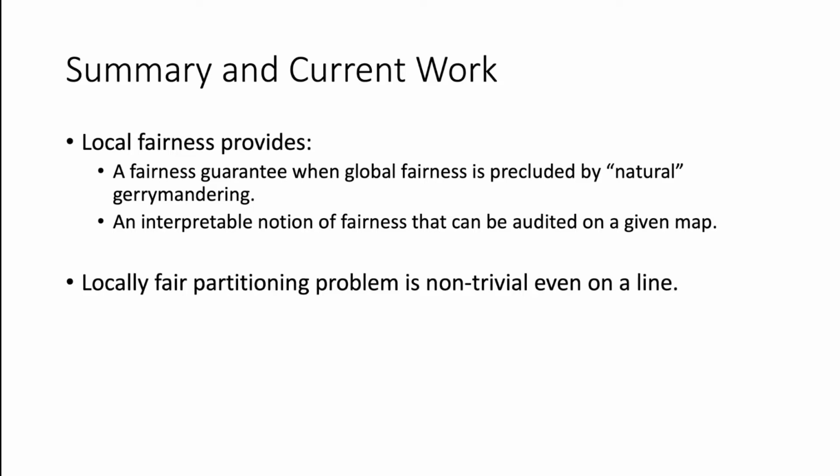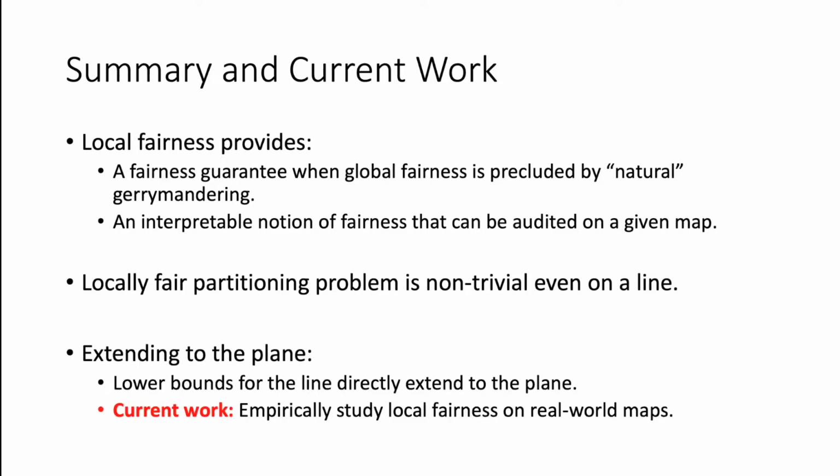What we have shown so far, and this was in our AAAI paper, is that this problem is non-trivial even on a line, and we sharply characterize the boundary between what is achievable and what is not. If you want to extend this to the plane, our lower bounds or impossibility results directly extend to the plane because stuff on a line is also on a plane. In terms of upper bounds and what is possible, what we are currently doing, and this is not in our AAAI paper, is empirically studying the notion of local fairness on real world problems and real world maps.